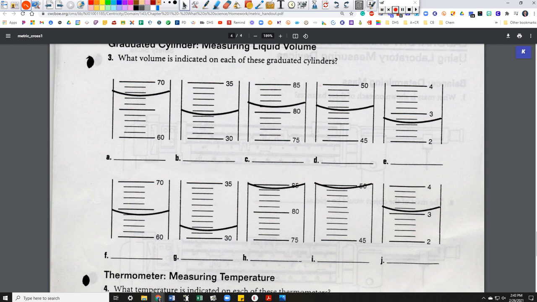What does it measure specifically? Not unit, but what do these things measure? Volume. What kind of volume? Liquid volume. Okay, I know it says graduated cylinders, but I'm just kind of adding some depth to that. So this is a liquid volume.